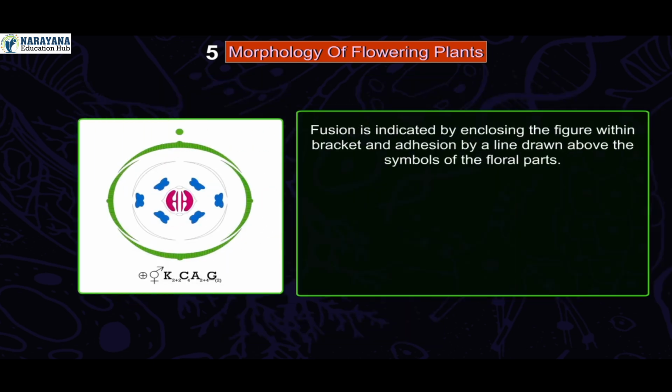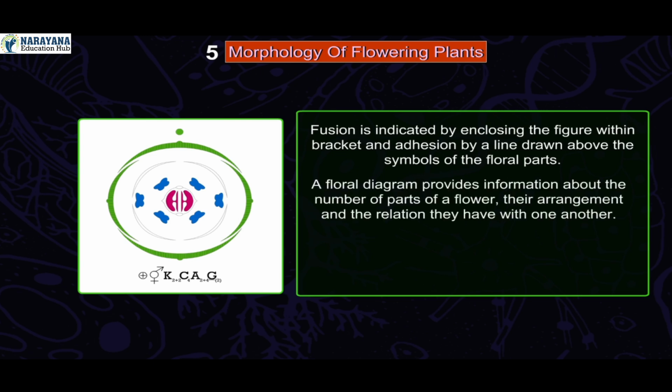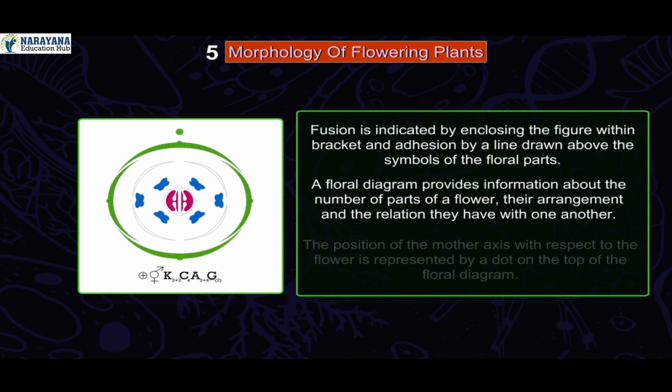Fusion is indicated by enclosing the figure within brackets and adhesion by a line drawn above the symbols of the floral parts. A floral diagram provides information about the number of parts of a flower, their arrangement, and the relation they have with one another.